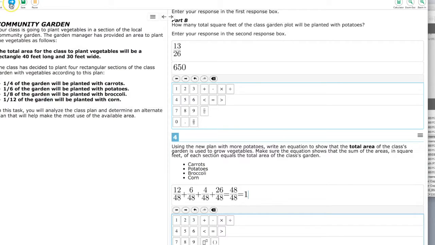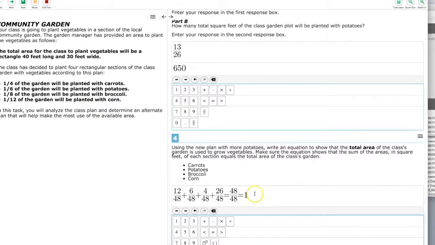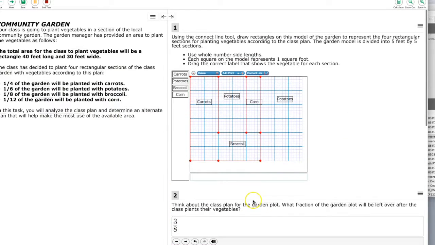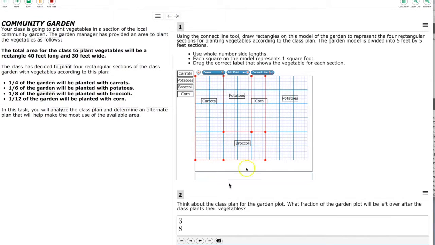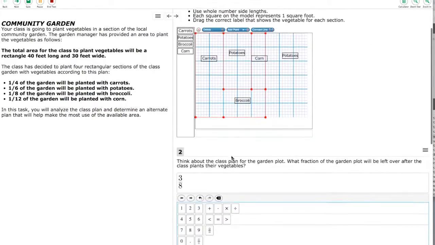And now when we click on Next, select the End Test button to review your answers. Okay? And that's it. It's just everything in the math performance task is all together. They give you one situation to work on and then some different problems to work on.